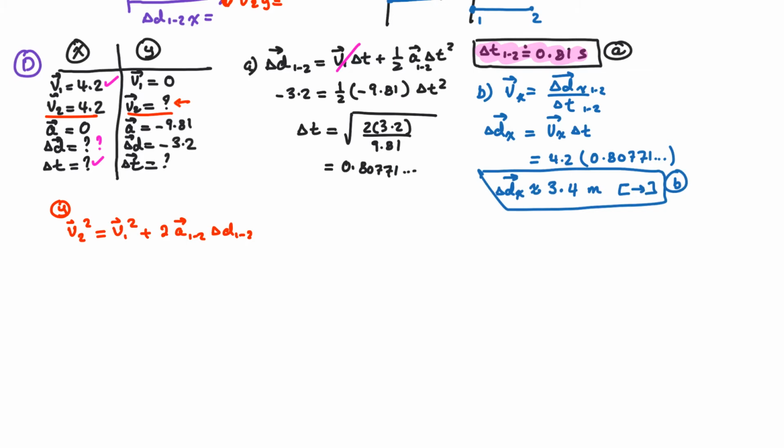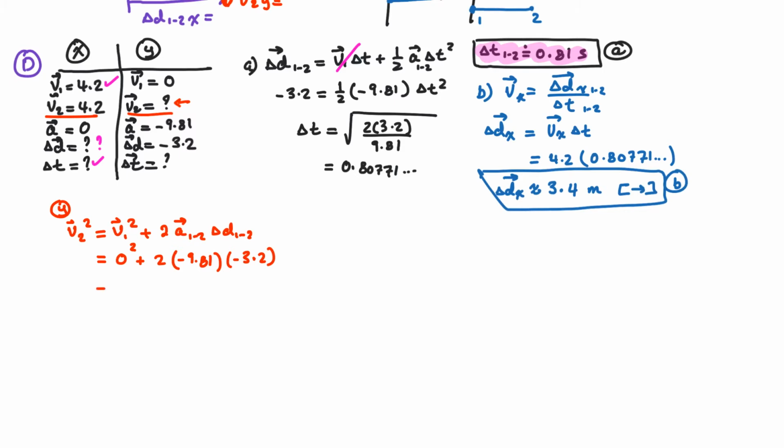The final velocity is what we're trying to find. The initial velocity is equal to 0 in the y direction, plus 2 times the acceleration, which is negative 9.81, and the displacement in that direction is also negative 3.2.